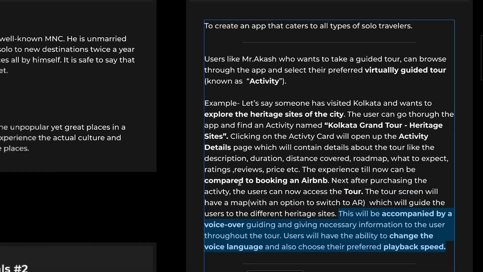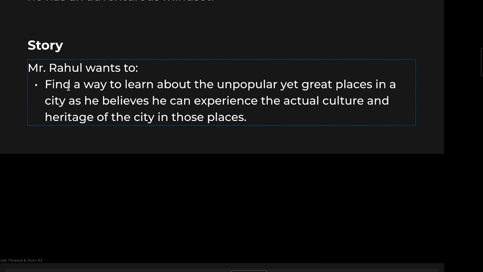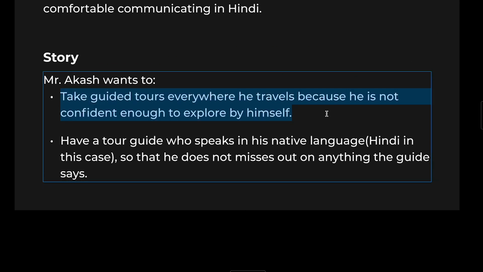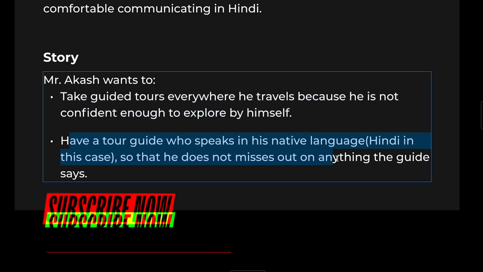Now, let's go back over here, right? So here it says, to learn about unpopular places yet. You're not solving the problem for Mr. Rahul, right? That solution is not for Mr. Rahul. And that solution over here, when Akash says takes guided tours everywhere. First of all, this is not even a user story, right? So I'm going to ignore that. Have a tour guide who speaks in native language.